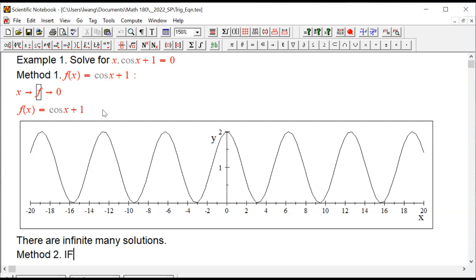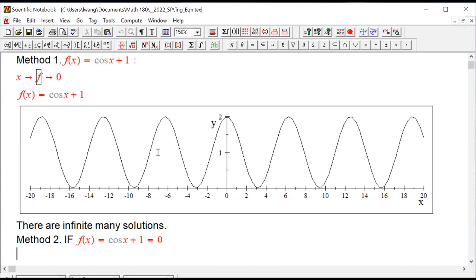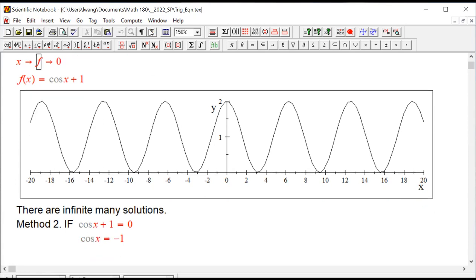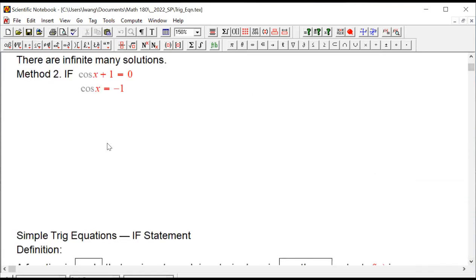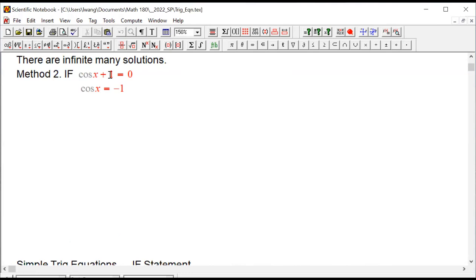If the function equals 0, we can remove that, then we subtract 1 on both sides, so we get cosine x equals -1. And there we go. Then we start to see, where do we find those values such that the cosine of those angles equals -1? The domain of cosine is all real numbers.